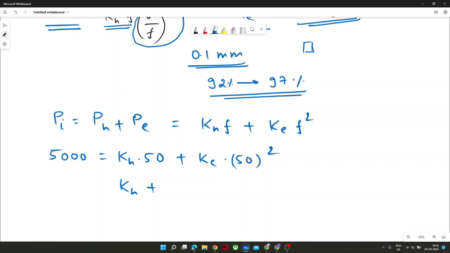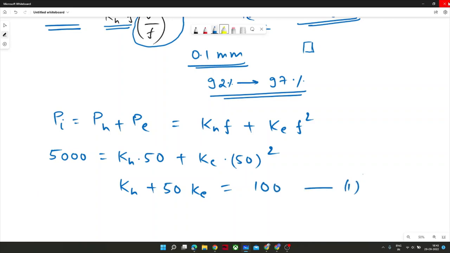But it is 50 KE. Yeah, you divide it with 50 on both sides, so you will get KH plus 50 KE is equal to 100. It is your first equation.